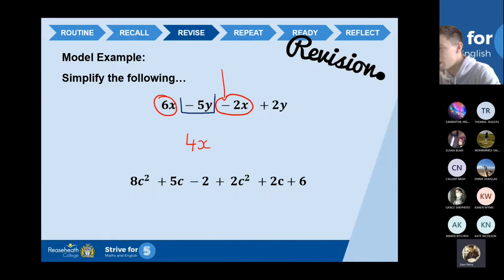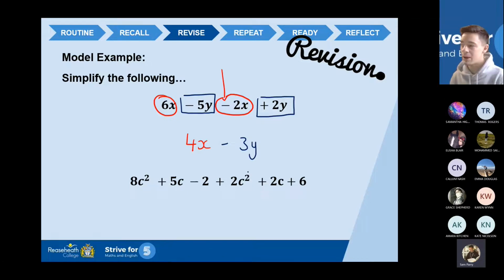I've got minus 5y plus 2y. So we know we're dealing with the y's, so I've just got to focus on minus 5 plus 2. Well, minus 5 plus 2 is actually going to be minus 3, okay? And remember, we're dealing with the y's, so it's going to be minus 3y. Now, that's probably worth 2 marks.